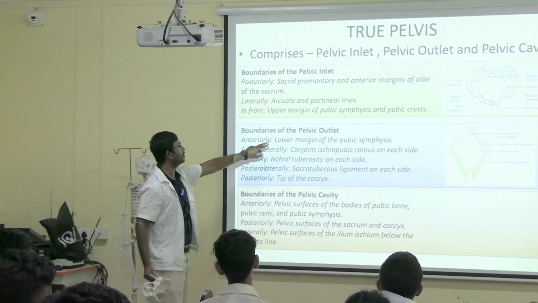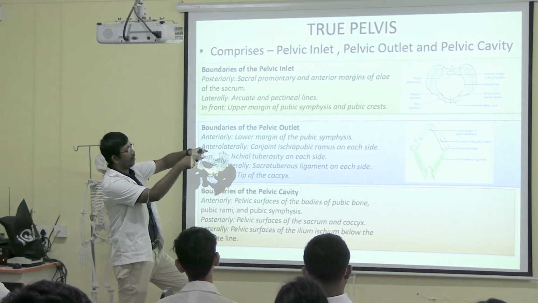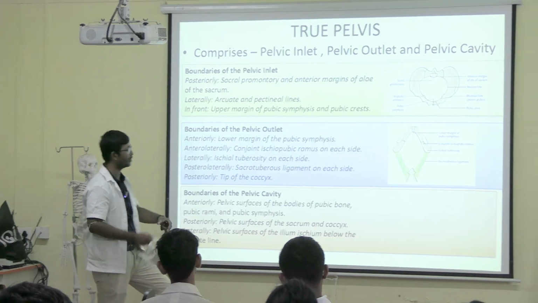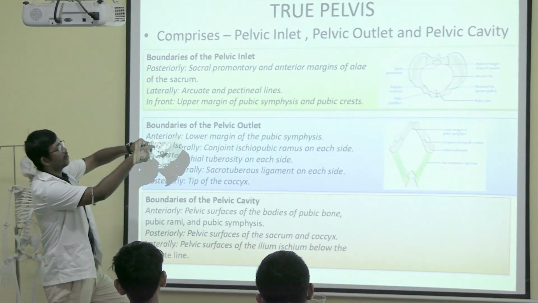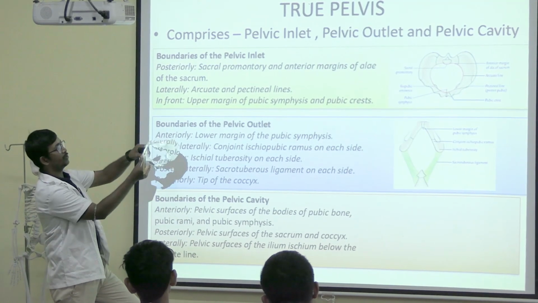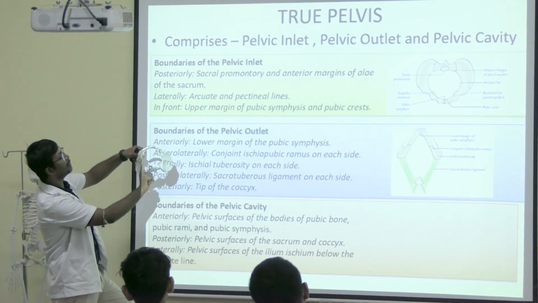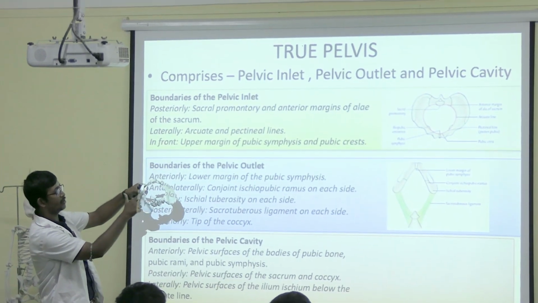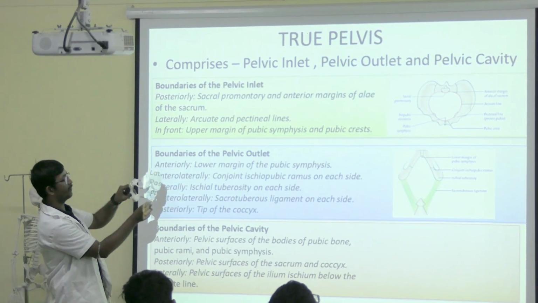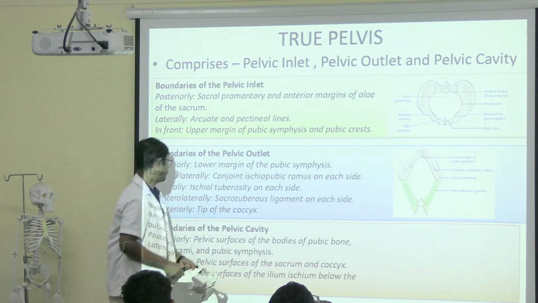So anteriorly will be your lower margin of pubic symphysis. So this is your anterior boundary. On either side, that is anterolaterally, is conjoint ischiopubic ramus on each side. This is your anterolateral boundary of pelvic outlet. Laterally, ischial tuberosity. Posterolaterally will be your sacrotuberous ligament, which is obviously not present here. So sacrotuberous ligament, and posteriorly this tip of coccyx. So this is forming your pelvic outlet.